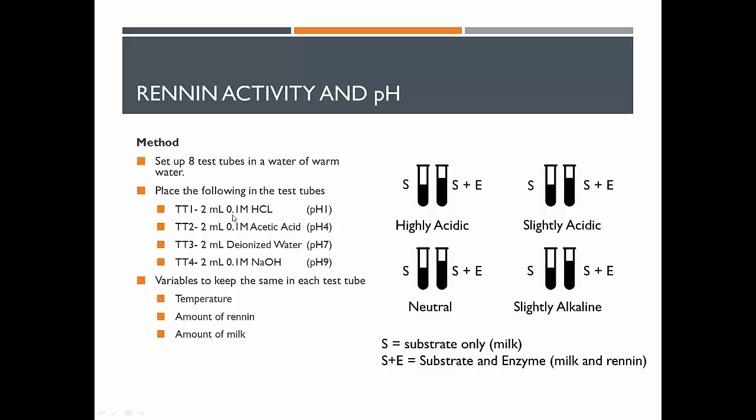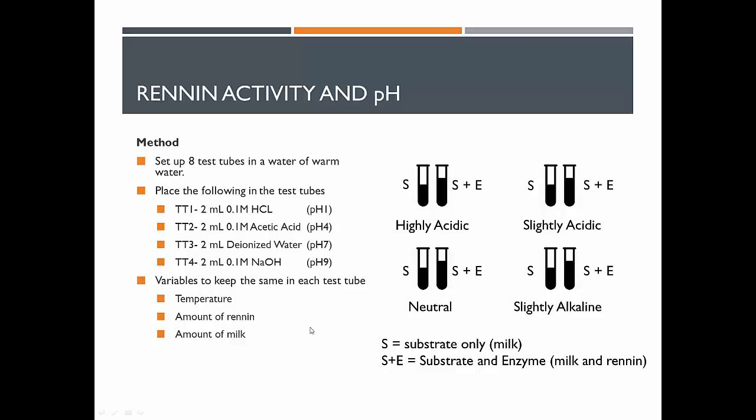We're going to have 2 mils of 0.1 molar hydrochloric acid, and that'll give us a pH of 1. Then we're going to have 2 mils of 1 molar acetic acid, that'll give us a pH of 4. We're going to have 2 mils of deionized water, that water is neutral, so it's going to give us a pH of 7. Then we're going to have 2 mils of 1 molar sodium hydroxide, and that's going to give us a pH of 9. So we're going to have hydrochloric acid, acetic acid, deionized water, and sodium hydroxide here.